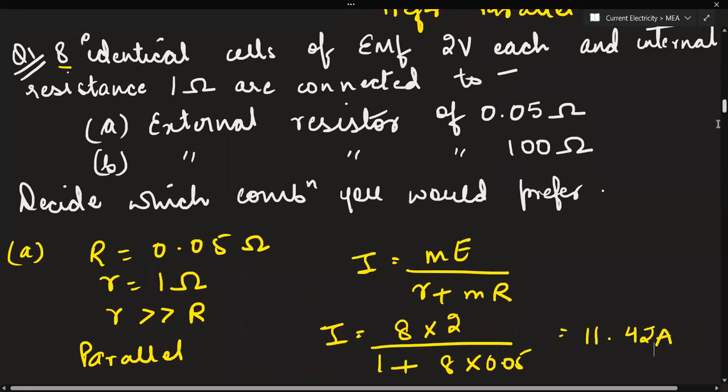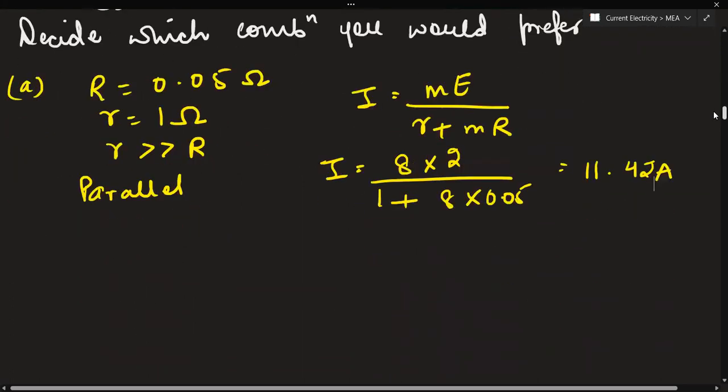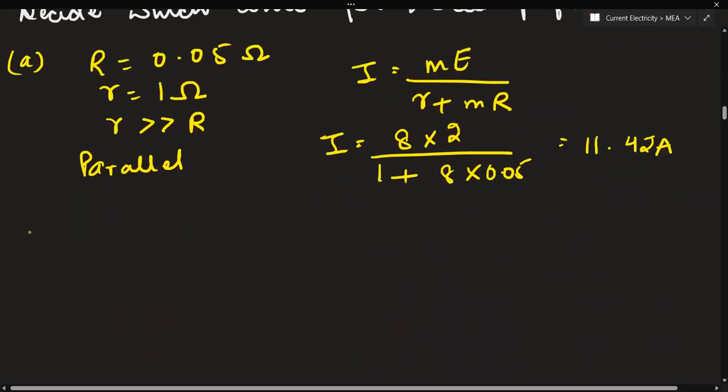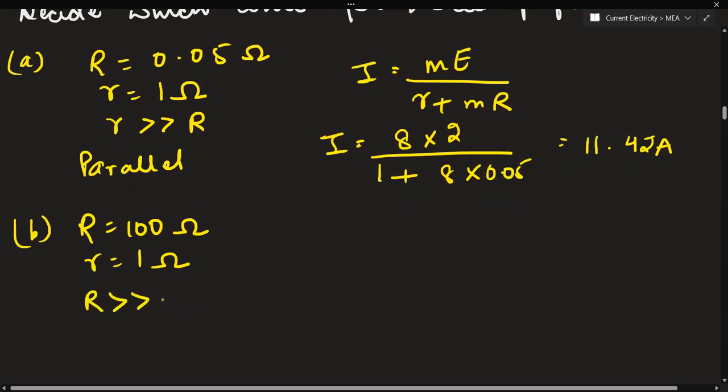Now regarding the second part, everything remains the same except for the value of the external resistor. The external resistor this time is 100 ohms. Small r is still 1 ohm. See, now capital R is so much greater than small r. 101 is approximately equal to 100 only. This is the series combination preference.